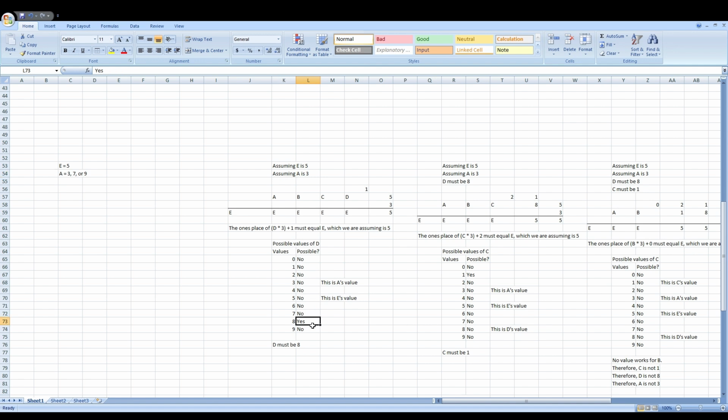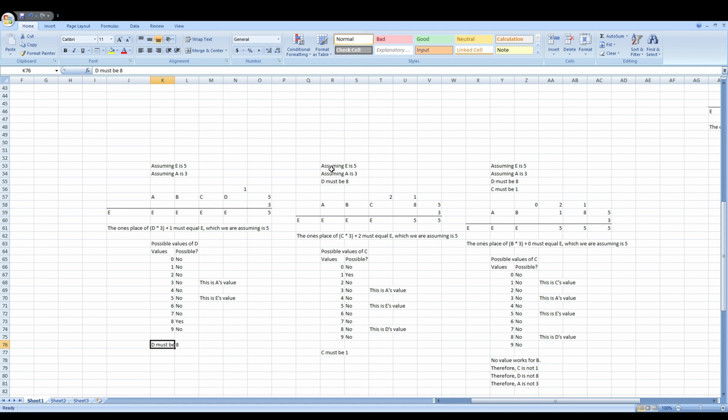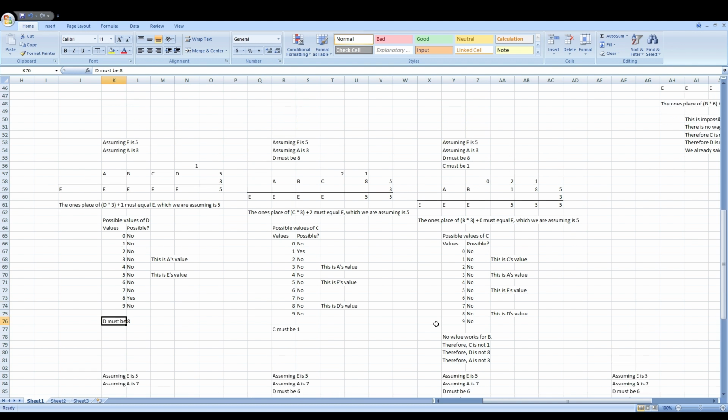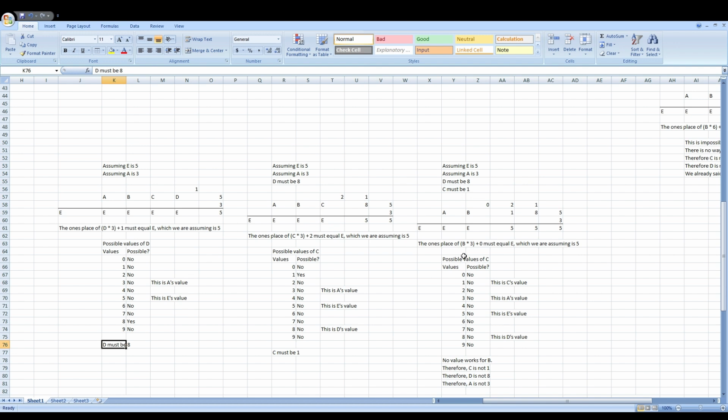nothing works except for 8. So 8 times 3 is 24 plus 1 is 25. So D must be 8. Assuming E is 5, A is 3, D is 8. Again, solving the equation for C, C must be 1. Plugging that in, nothing works. So there's no value of B.